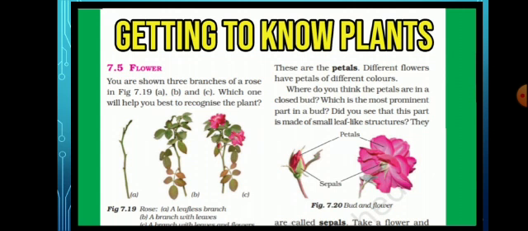The flower has 4 parts. First one, sepal. Second one, petal. Third one, stamen. Fourth one, pistil.